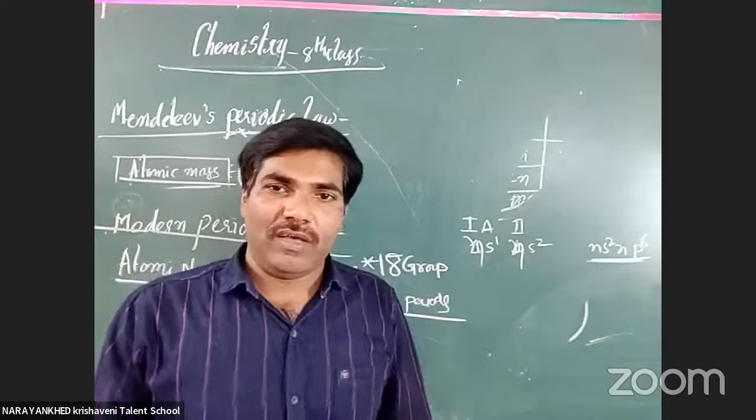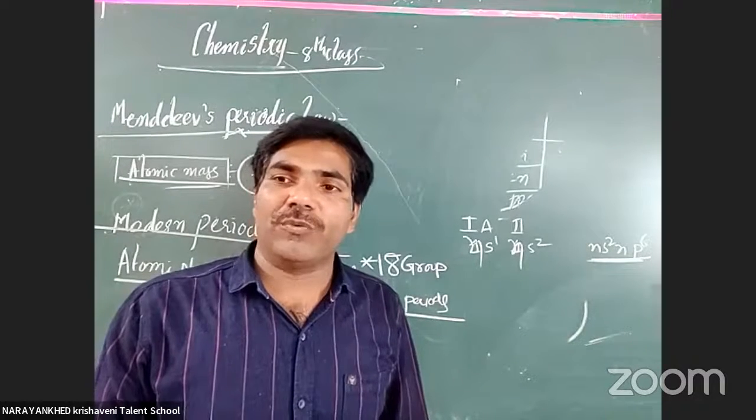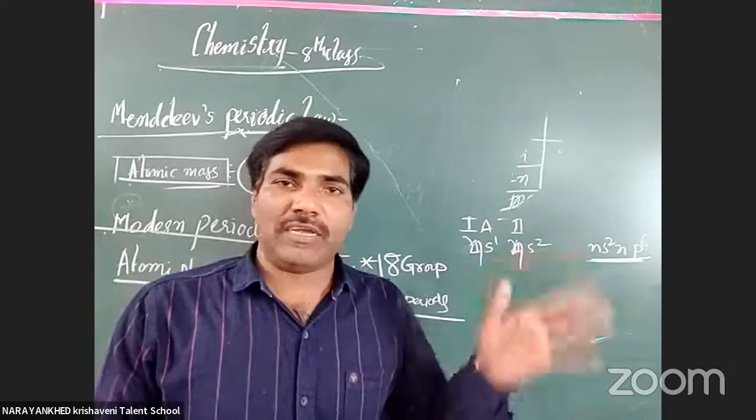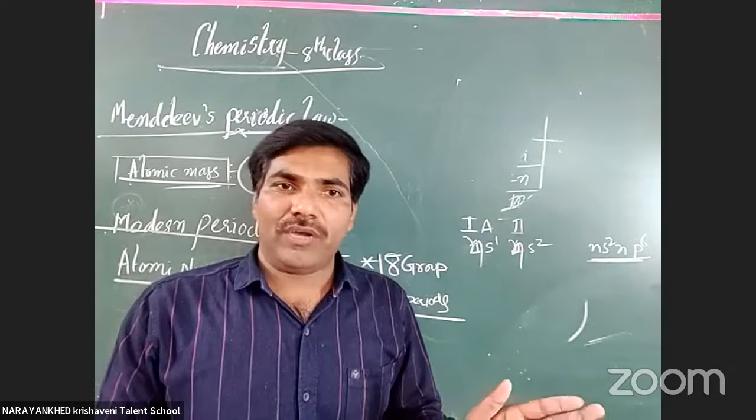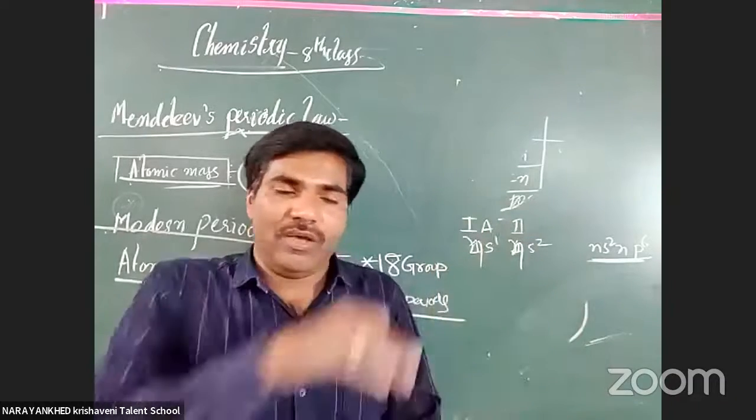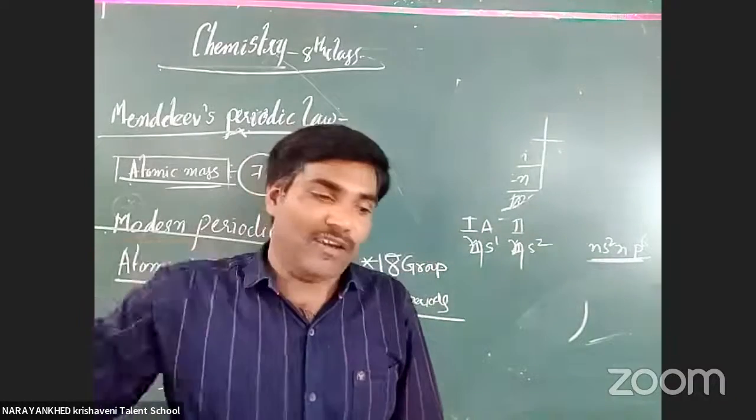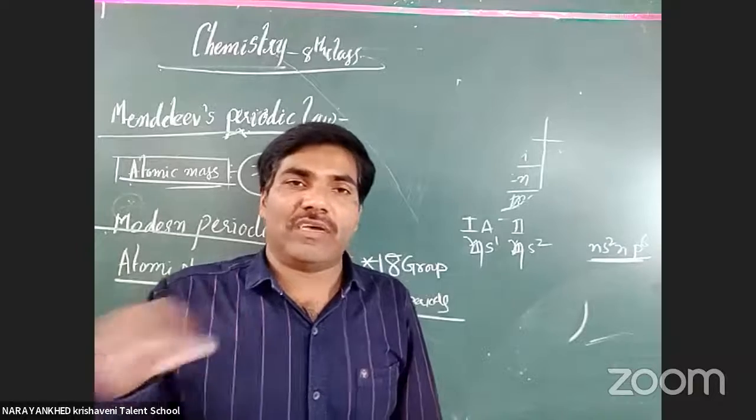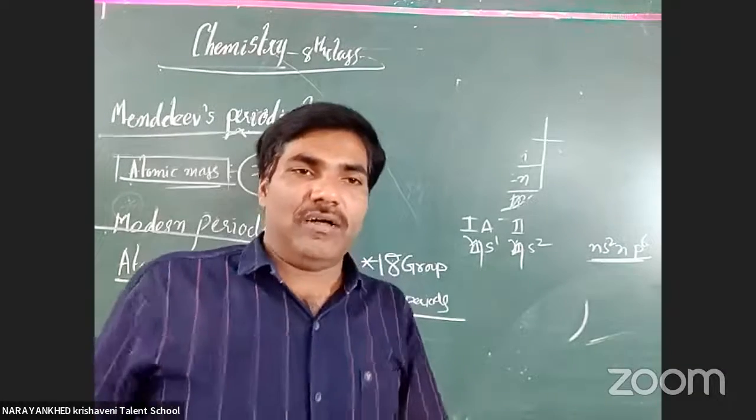In this way, how many groups are there in total? 18 groups, nothing but 18 columns, and as well as 7 rows. The total thing we consider is 18 columns and 7 rows.